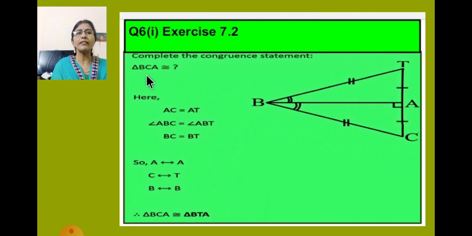Now we will write down triangle BCA is congruent to, now as we have written B corresponds to B, so here also B will be written. And then C corresponds to T, so here next we will write T. And then A corresponds to A, so we'll write A. So at the end we'll write therefore triangle BCA is congruent to triangle BTA.